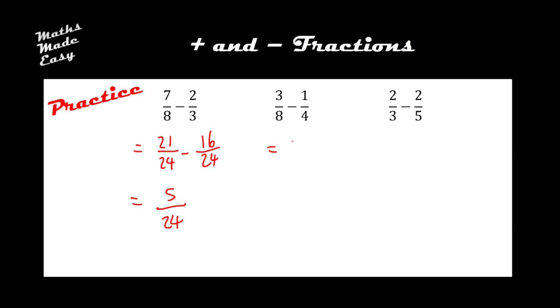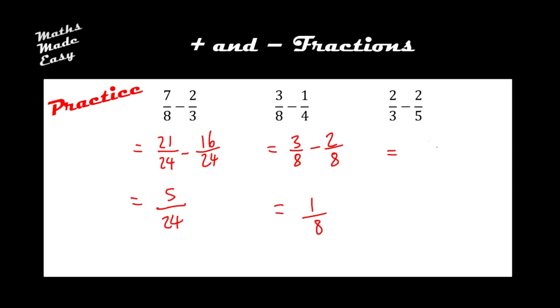For this next one here, I would go for out of 8. So I need to leave 3/8 as it is. To get from 4 to 8, I multiply by 2, so 1 times 2 is 2, in which case 3 take away 2 is 1, so it's 1 out of 8.